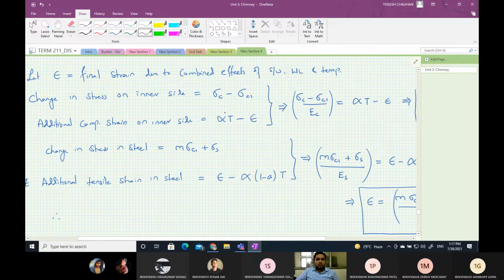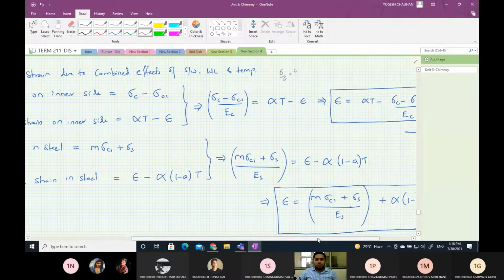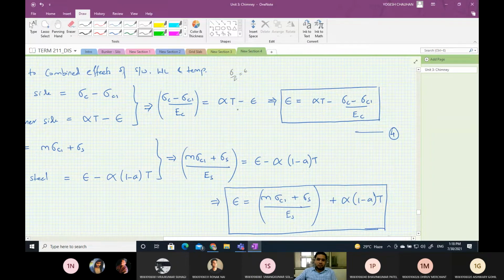So you can equate this stress to strain from the relationship between stress and strain. So this is the stress, sigma c minus sigma c1 divided by Ec. We know that sigma by E equals epsilon, which means stress upon Young's modulus will give you strain. So this is the strain. From this you can convert this in the form of epsilon. So epsilon will be equal to alpha t minus sigma c1 by Ec.